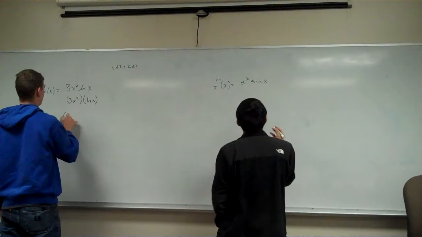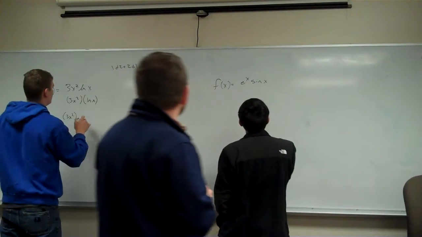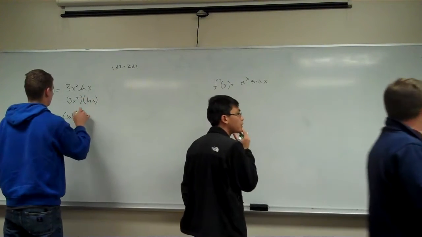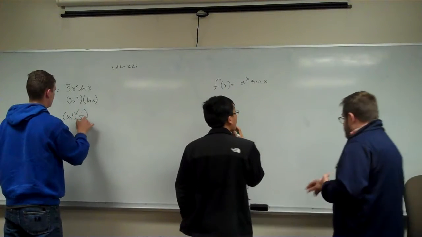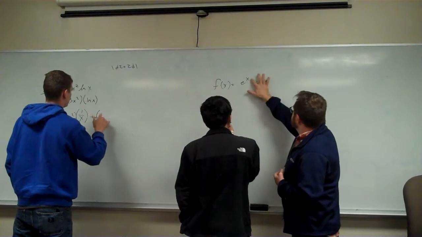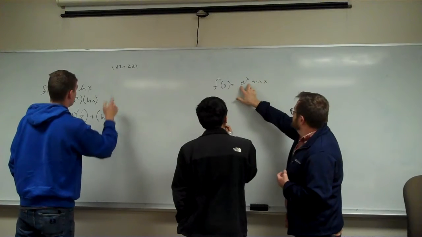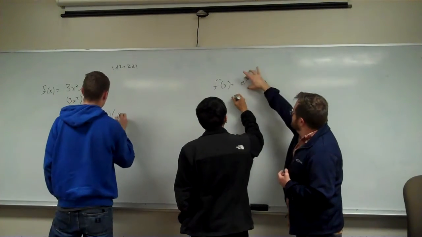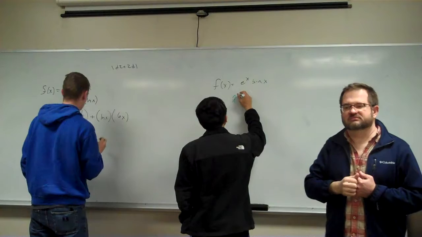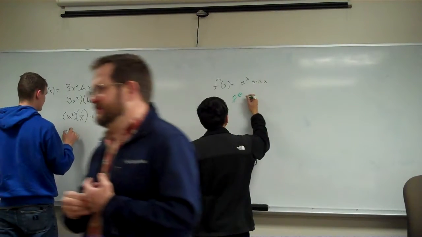Matt is doing his trick where it's 1d2 plus 2d1. Do you do product rule on this one after? I would say that this is a product rule where there's this times this. So you're going to have the derivative of this times this plus this times the derivative of this. Let's see how that works out.